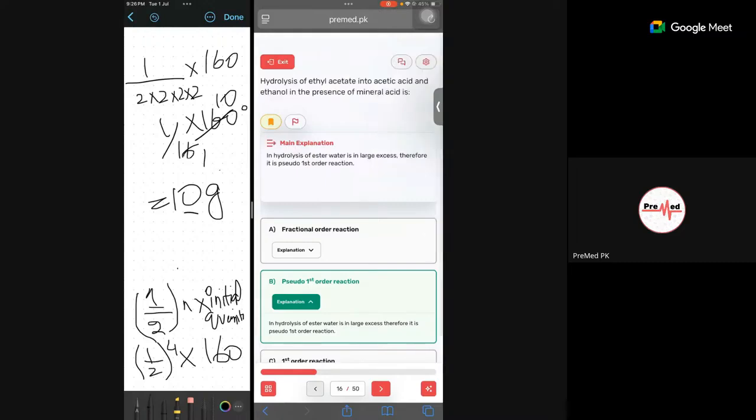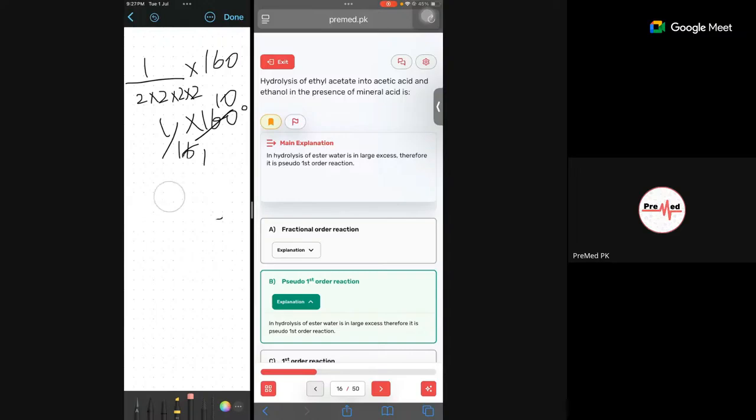Next we have the hydrolysis of ethyl acetate into acetic acid and ethanol in presence of mineral acid. First of all, in such kind of reaction questions, one thing is that you have to memorize your book a lot, because this is a memory based question. Number two thing is the concept.